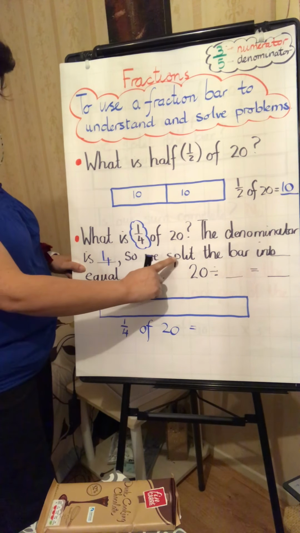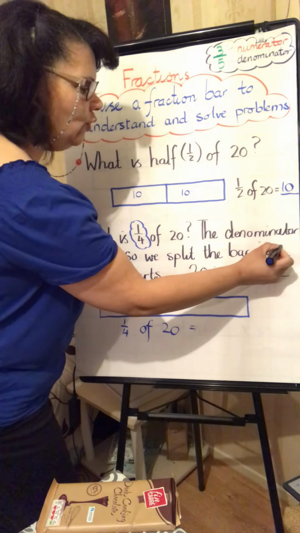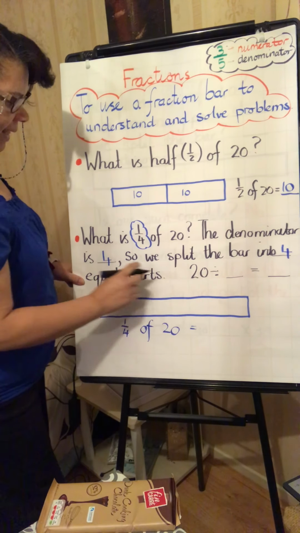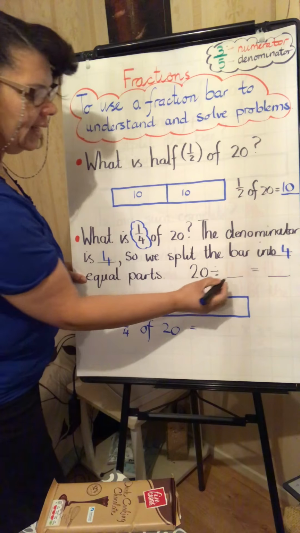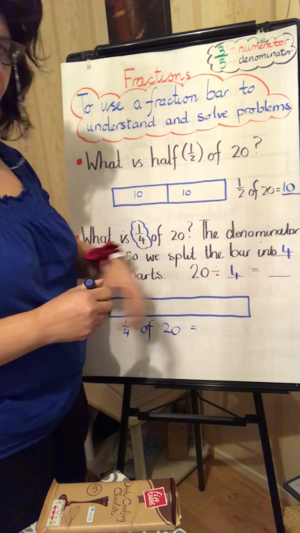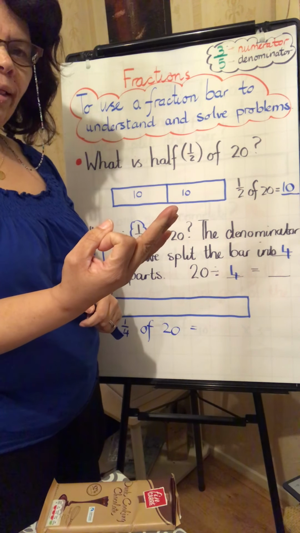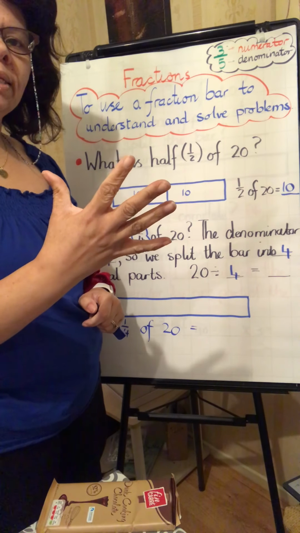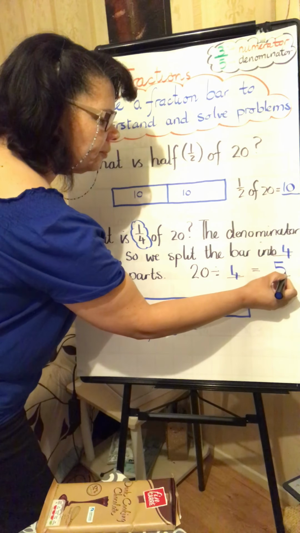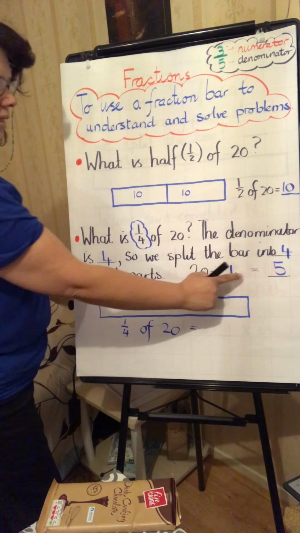So we need to split the bar into how many pieces? That's right, into 4 equal parts. So we can take 20 divided by our denominator, which is 4. Let's count in 4s and see. So 20 divided by 4. Let's count in 4s. 4, 8, 12, 16, 20. How many equal parts? 5. So 20 divided by 4 equal parts is equal to 5.